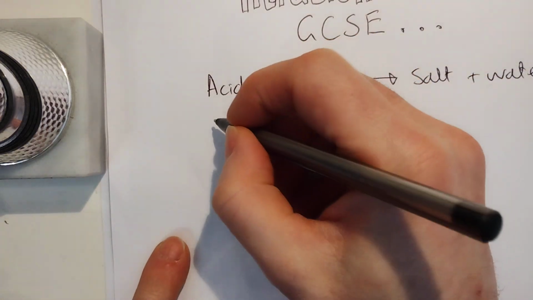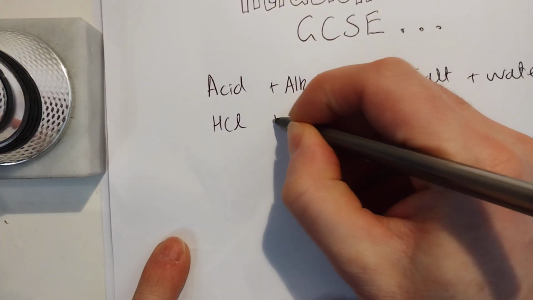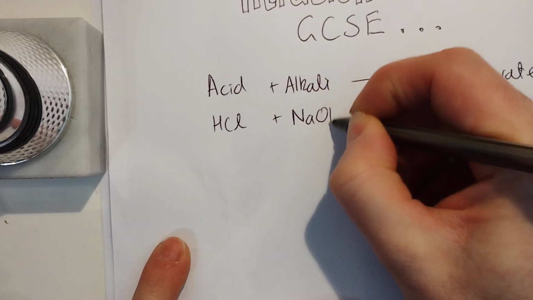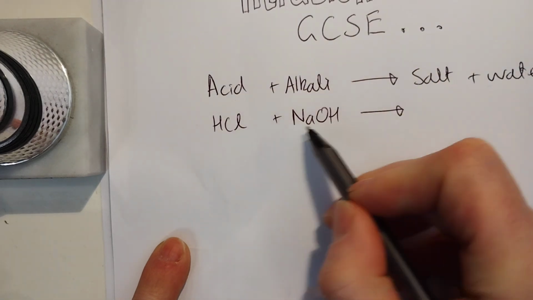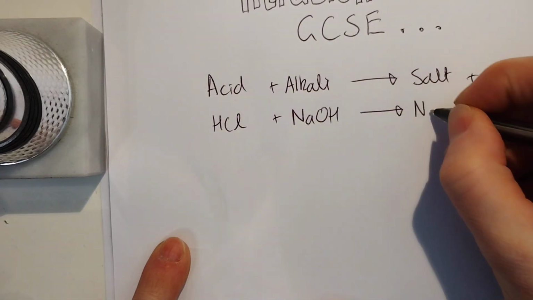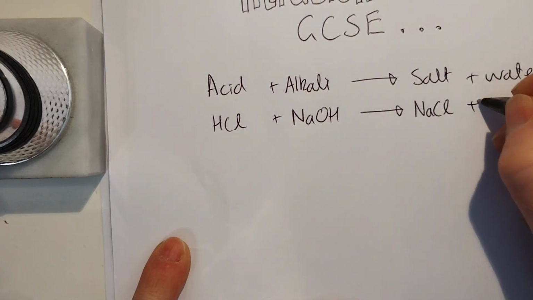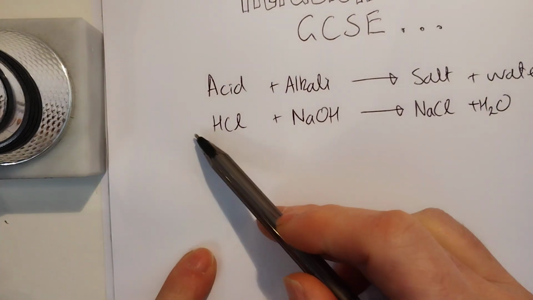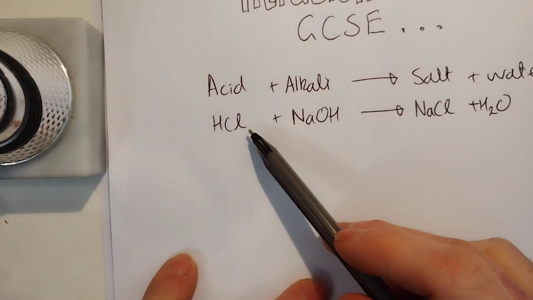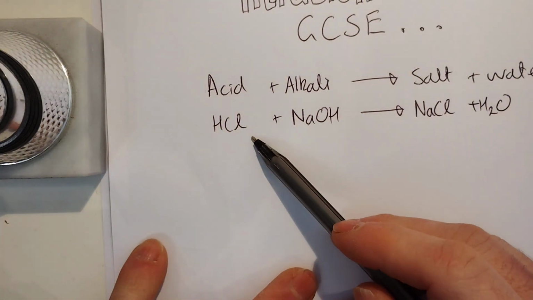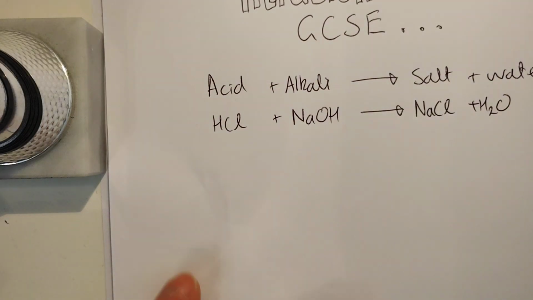We're going to take an acid and alkali, so we could take some hydrochloric acid, HCl, and react it with sodium hydroxide. You're going to make sodium chloride, and you're going to make H2O. So there's an example of the sort of equation that you would get: hydrochloric acid plus sodium hydroxide.